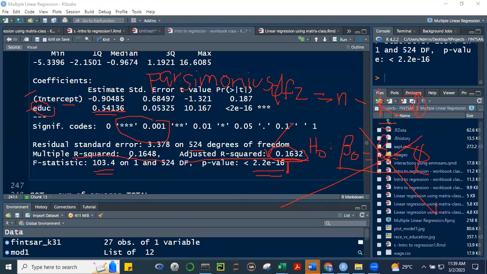Because as I said, multiple R squared will always keep on increasing every time we add a predictor. Okay? So a model with 100 variables will always have a higher R squared compared to a model with 3 variables. Okay, but as we said, ang importante dito yung parsimonious model.